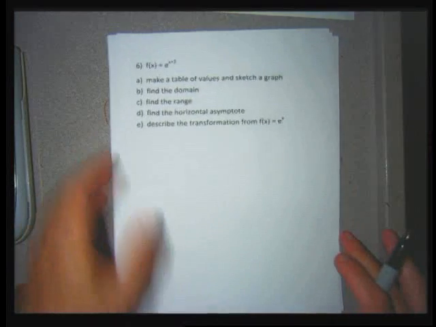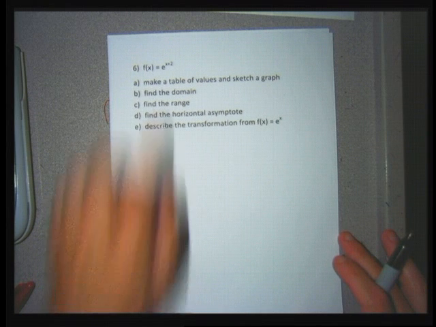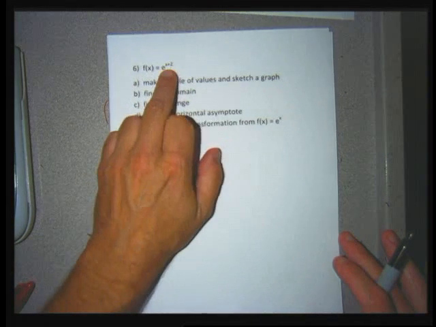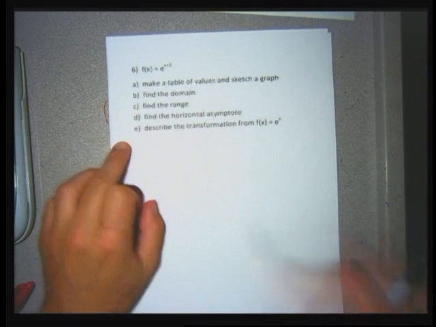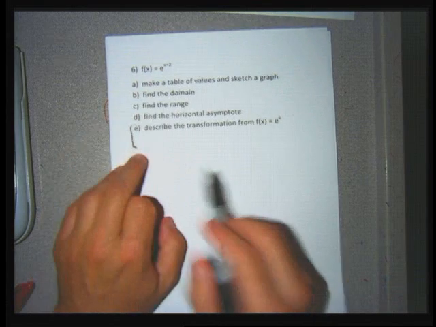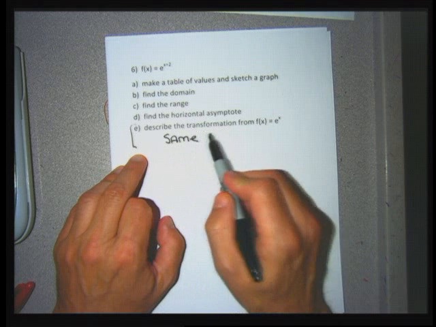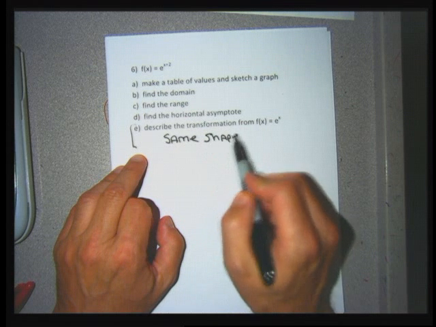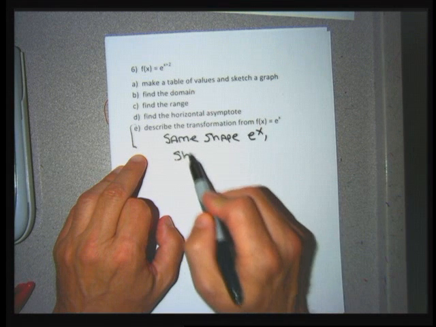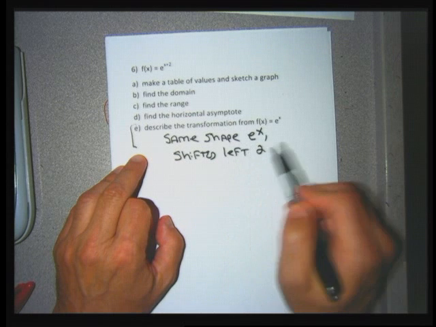6, I'd like to do this graph on the same axes, but I don't have room. I'm going to make a table of values and sketch a graph. And again, I look to the exponent. Because this exponent has a plus in it, when I go to answer this question, I know that the graph is going to be moved to the left. Part E, this graph is going to look the same. It's going to have the same shape or the same appearance as e to the x, except it's going to be shifted to the left 2 units.